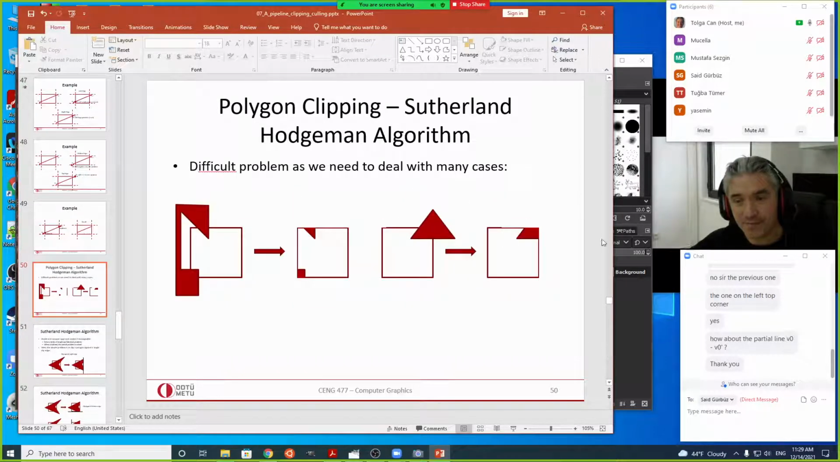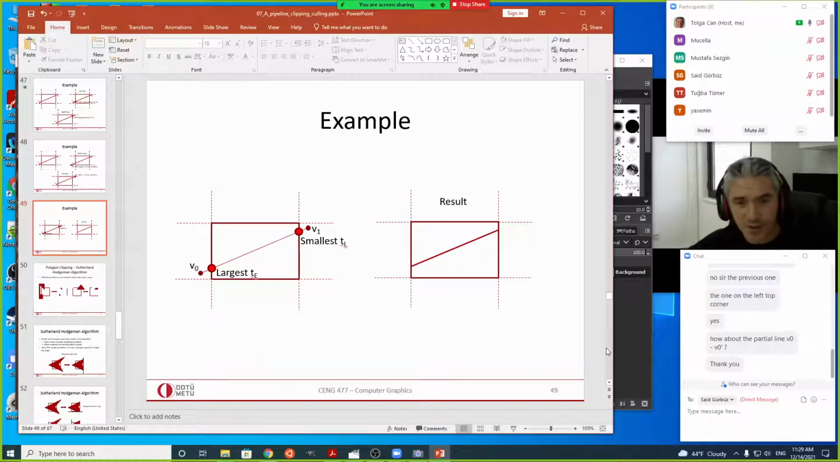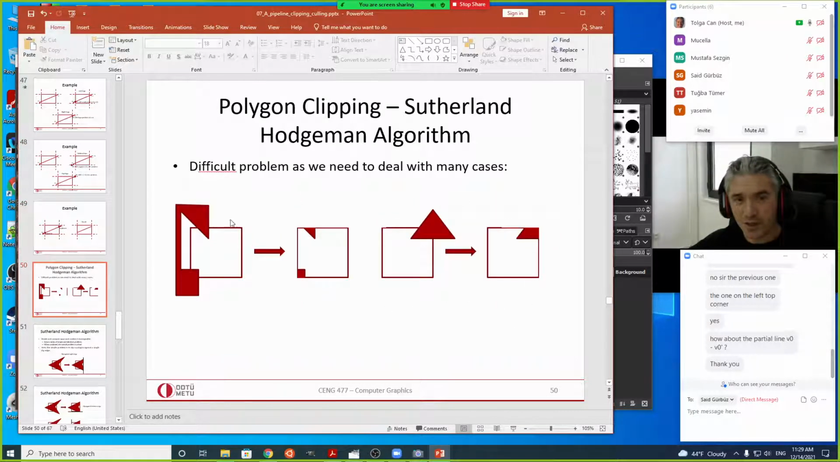All right. So I'm not going to start the polygon clipping algorithm because we are out of time. We're going to continue from here on Thursday.